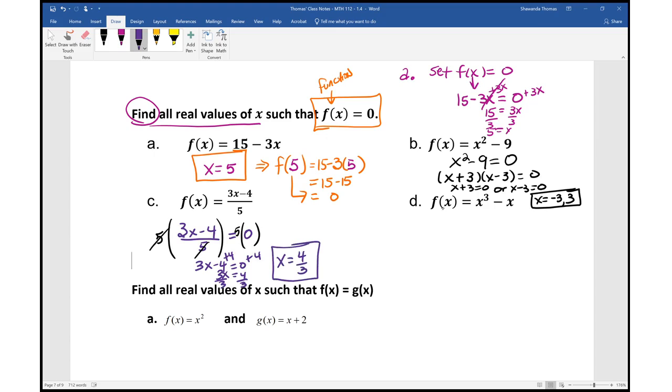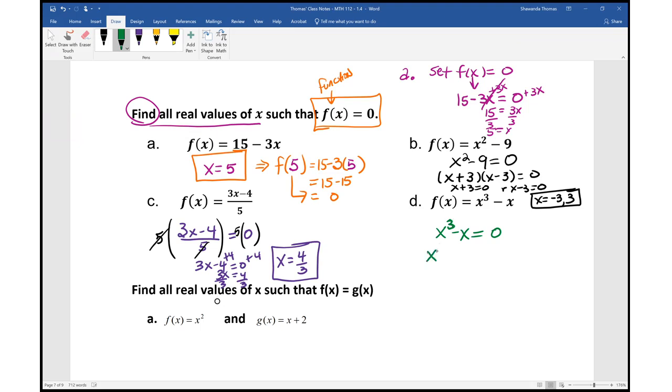Then we have D, f of x equals x cubed minus x. Notice our degree this time is 3. Therefore, more than likely, we're going to have 3 different answers. So we set x cubed, our function, x cubed minus x, to equal 0. Again, we have a polynomial of degree that's higher than 1. So we usually use techniques or strategies or methods other than just adding x. We can't do that here.